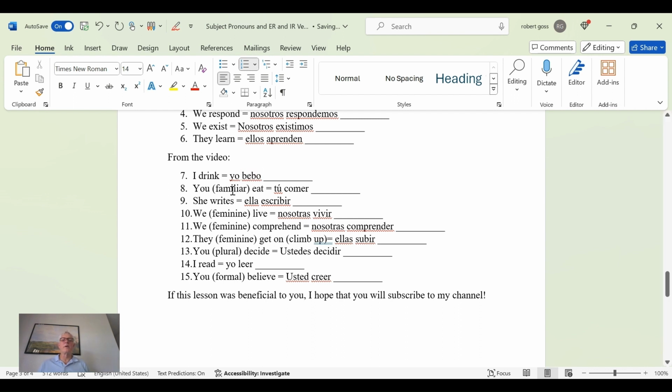You familiar, eat. Well, you familiar, we know that's tú. Eat comes from the verb comer. It is an ER verb. So we're going to cross off the ER, and with tú, that would be the ES ending.